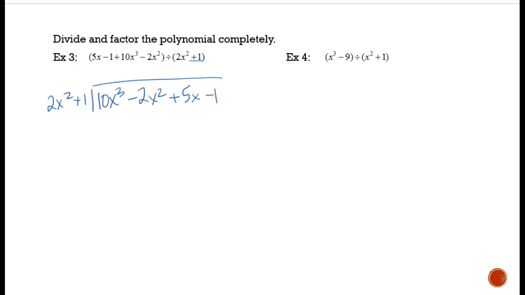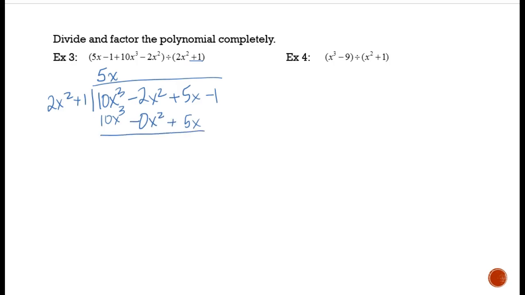2 times what gives me 10? Well, that's a 5. X squared times what gives me x cubed? That's x. So when I distribute the 5x, I get 10x cubed. And then 5x times 1 gives me 5x. Well, that goes way over here. And it's positive. So I'm going to put in a 0x squared term right here as a placeholder.